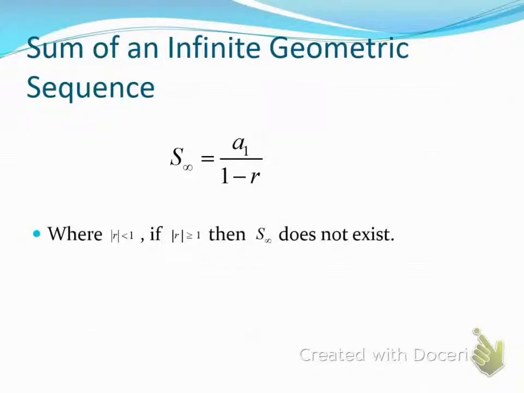If your ratio is 2, it's bigger than 1, right? And I said find the sum of an infinite amount of it. Well, think about it. I'm always going to keep multiplying by 2. We're never going to reach the end. That's why the sum of an infinite sequence would never exist if the ratio is bigger than 1, because I'm going to get to infinity.